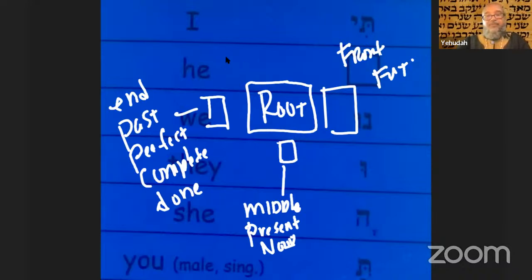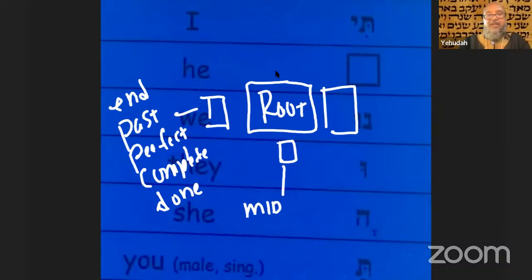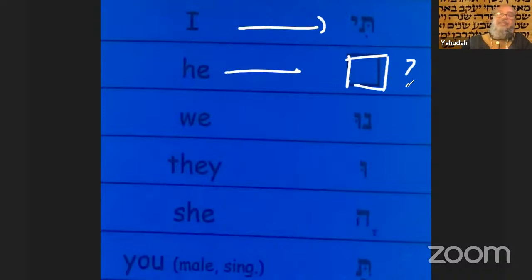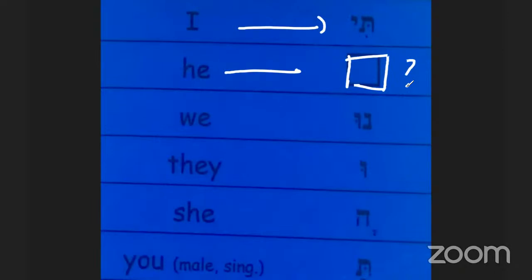So let's ask ourselves the question, since we know that this is the past. Clear this out right quick. So I is the T. He is an empty box. Why? Because it's perfect. Oh boy.